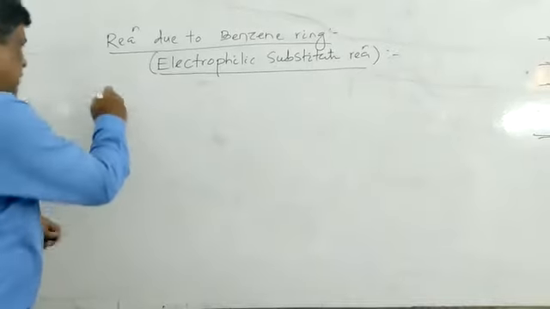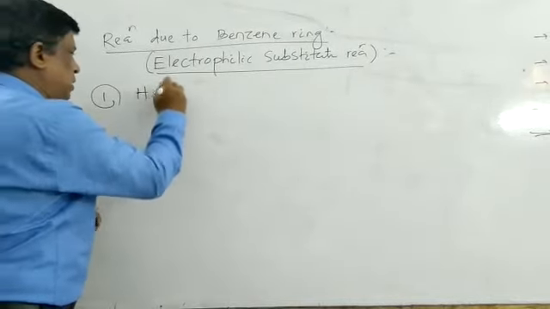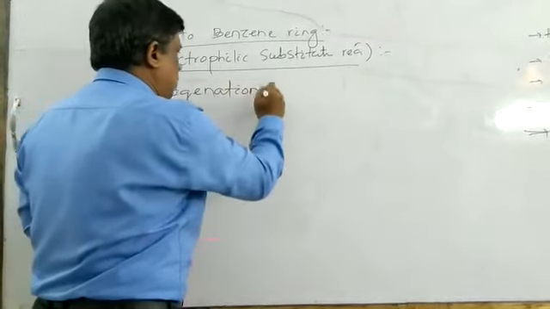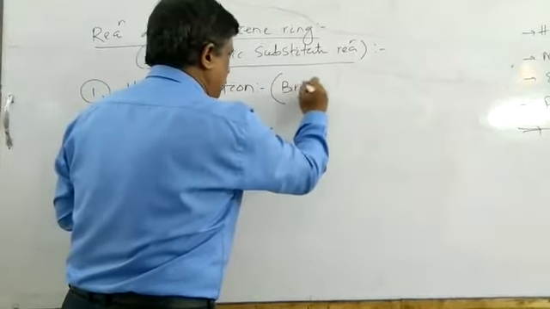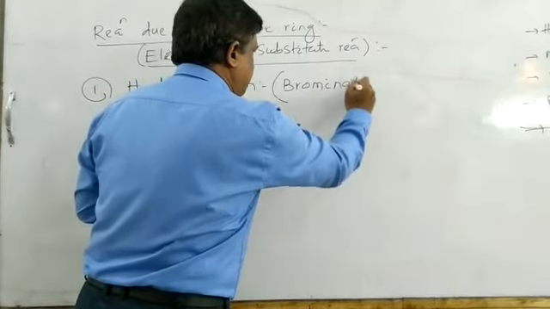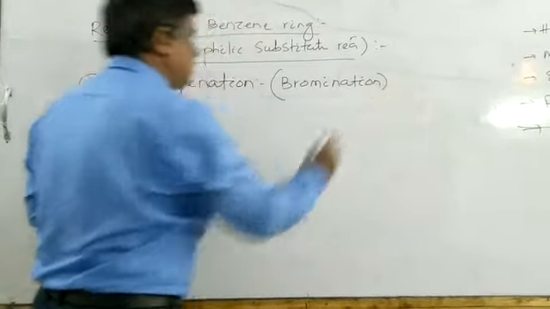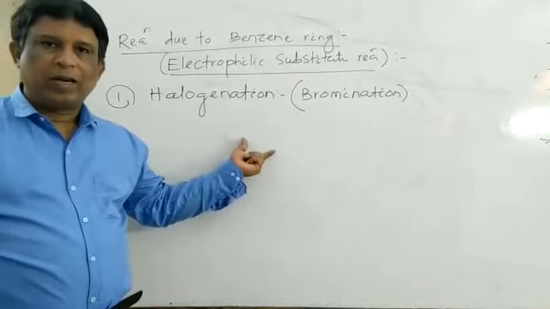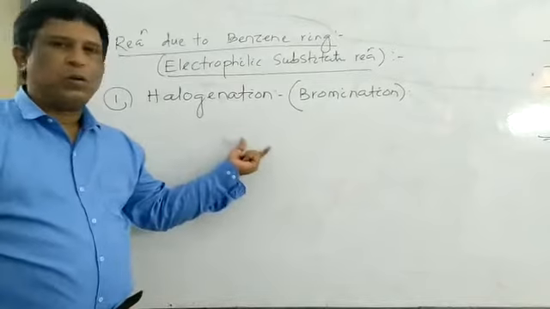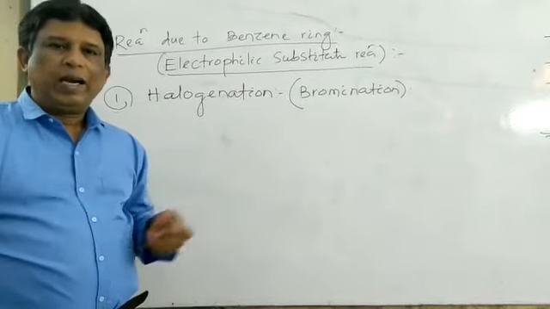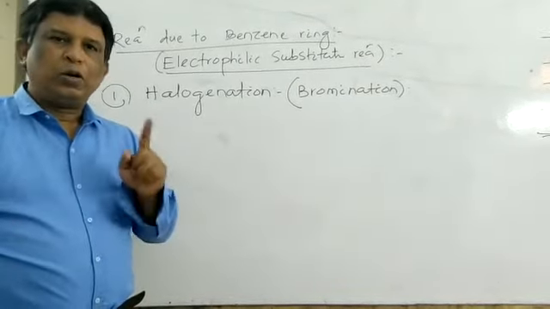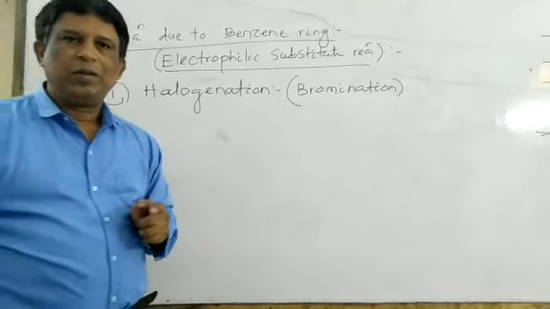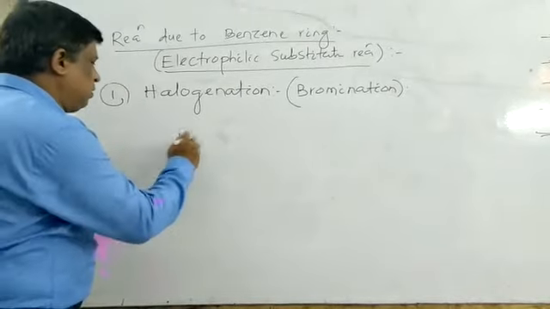Part 1 is halogenation, or we go through specific bromination. What is the statement? When phenol is treated with bromine water, a white precipitate of 2,4,6-tribromophenol is formed. Let us consider the equation.